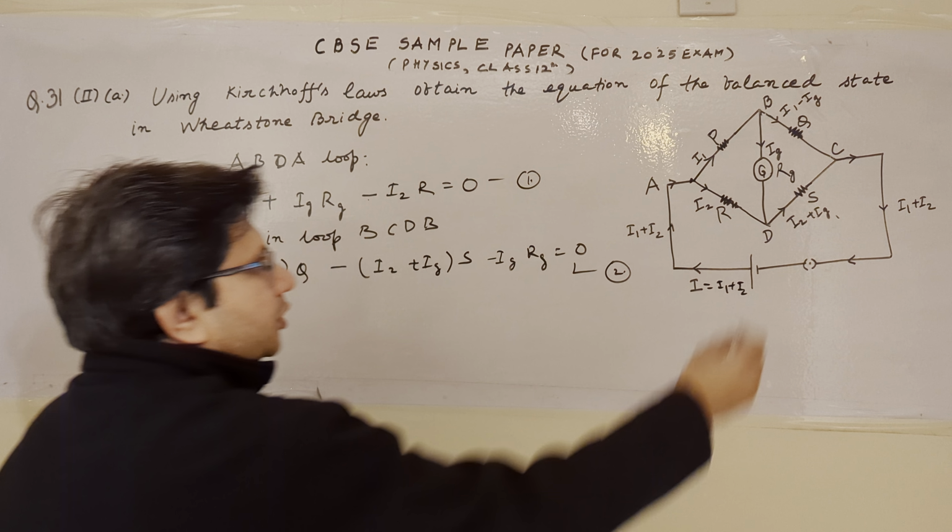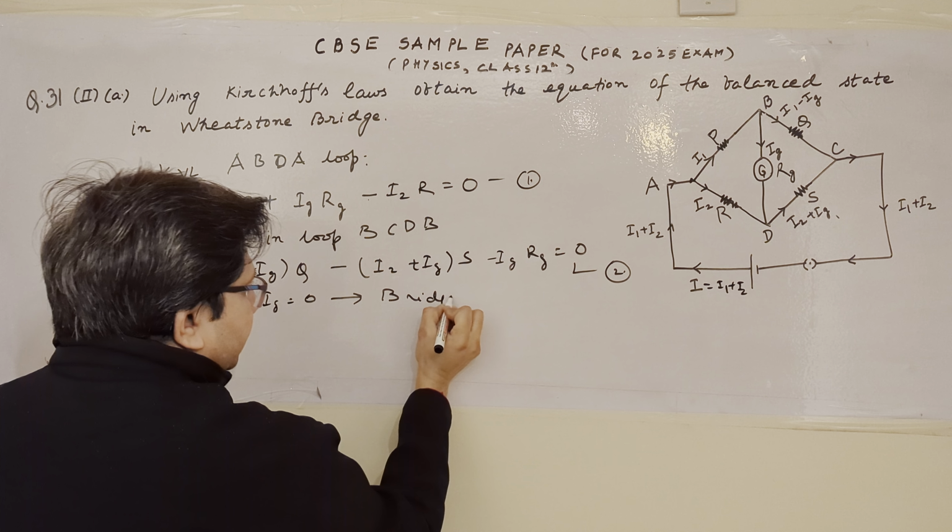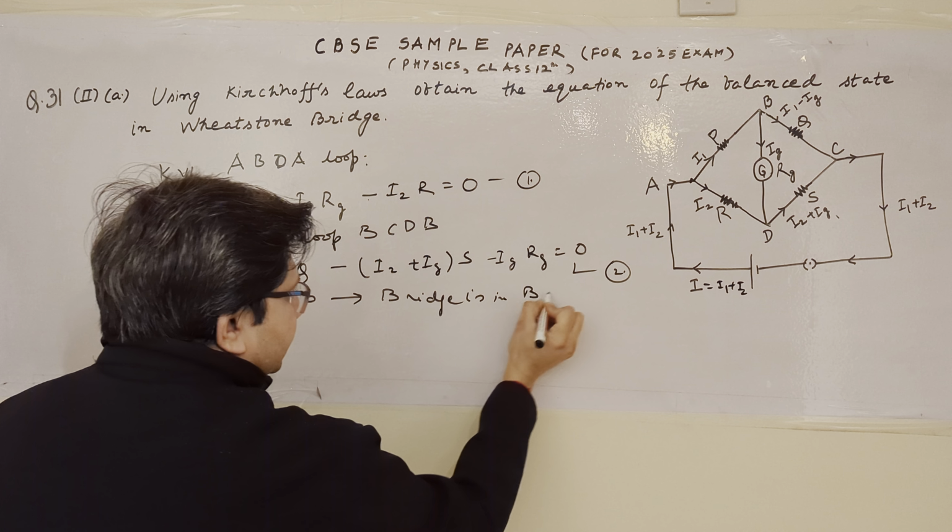Now, if the bridge is in balanced state, Ig is 0. So Ig equals 0 when the bridge is in balance.